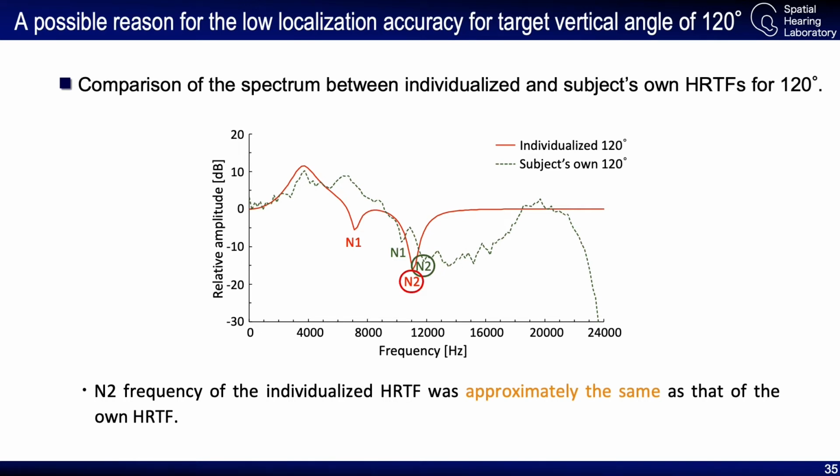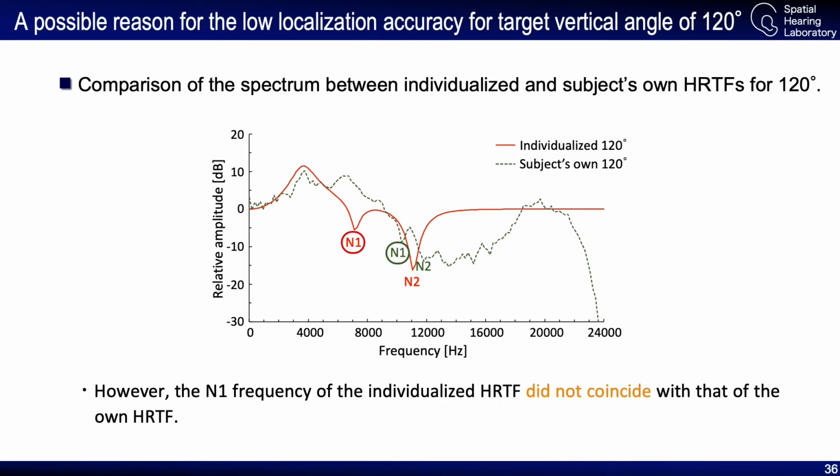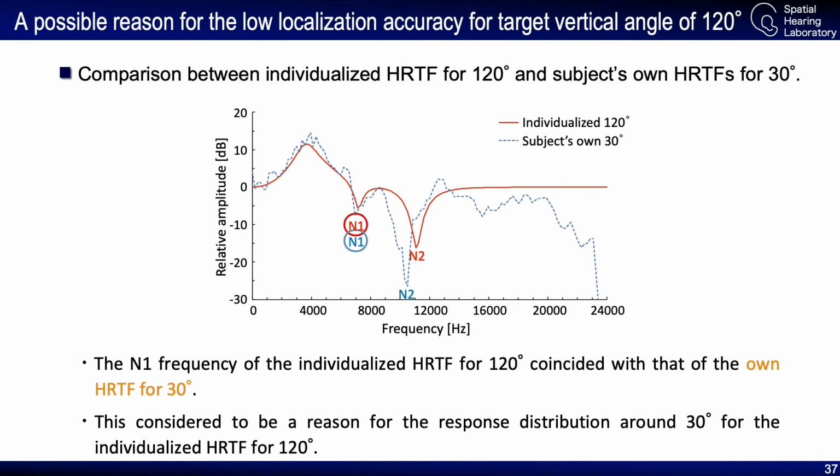This figure indicates that the N2 frequency of the individualized HRTF was approximately the same as that of the subject's own HRTF. However, the N1 frequency of the individualized HRTF did not coincide with that of the own HRTF. In fact, the N1 frequency of the individualized HRTF for 120 degree coincided with that of the subject's own HRTF for 30 degree. This is considered to be a reason for the response distribution around 30 degrees for the individualized HRTF for 120 degrees.